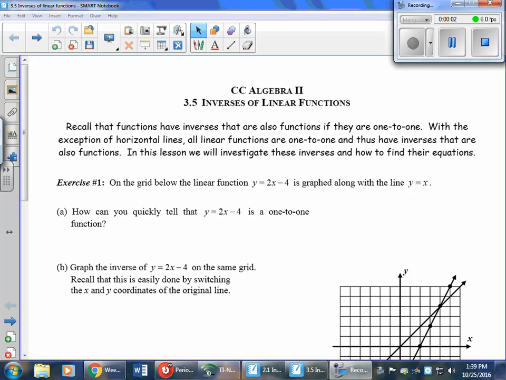Okay, let's try this again. Common Core Algebra 2, 3.5 Inverses of Linear Functions. Hopefully you can hear me this time. Technology has not been my friend lately, so hopefully it's going to start working now.